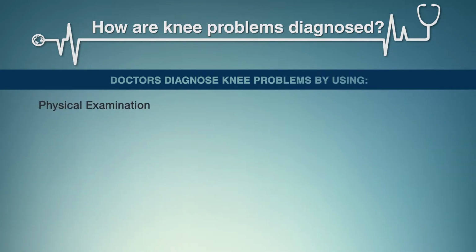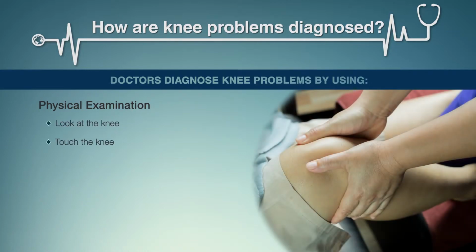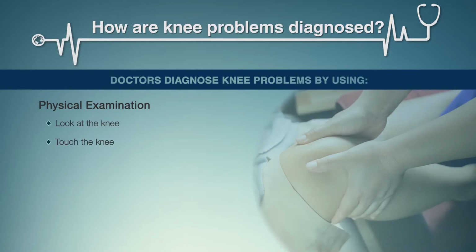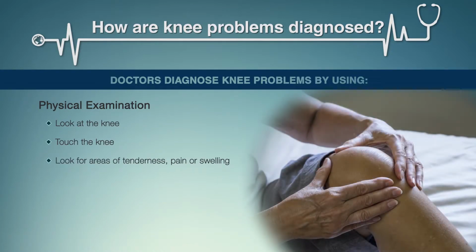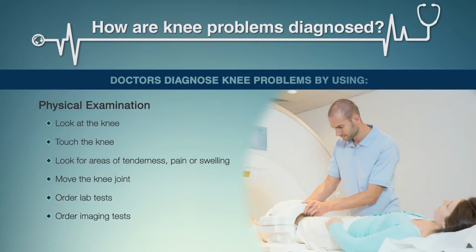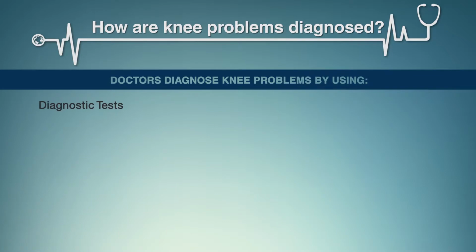During the physical exam, your doctor will look at and touch your knee and any other joints you may be having problems with. Your doctor will be looking for areas with tenderness, pain, or swelling, as well as indications that the joint may be damaged. Your doctor may also ask you to stand up and move your knee joint to see how well you can move it. Depending on the findings of the history and exam, your doctor may order lab tests and imaging tests to help make or confirm a diagnosis. Imaging tests can allow the doctor to see inside your joint painlessly.